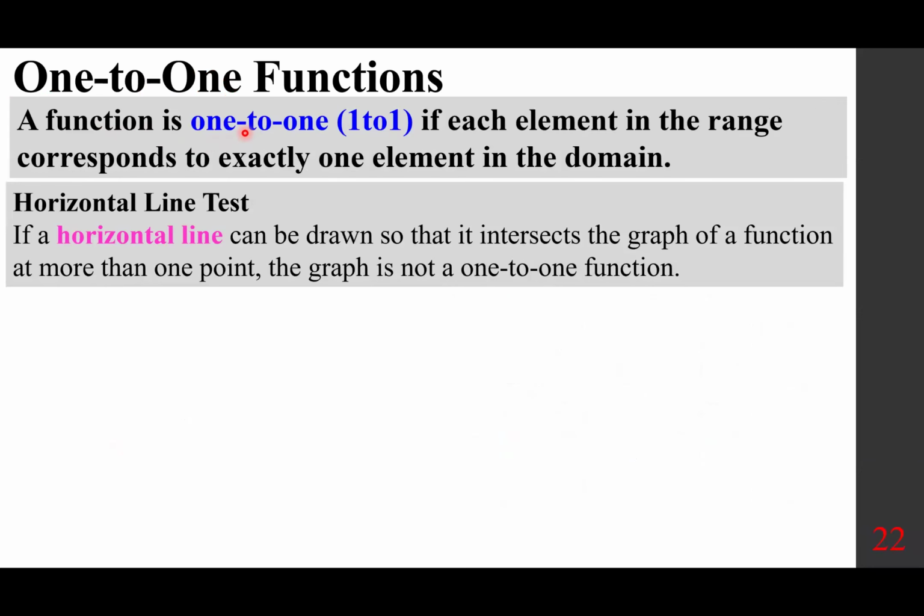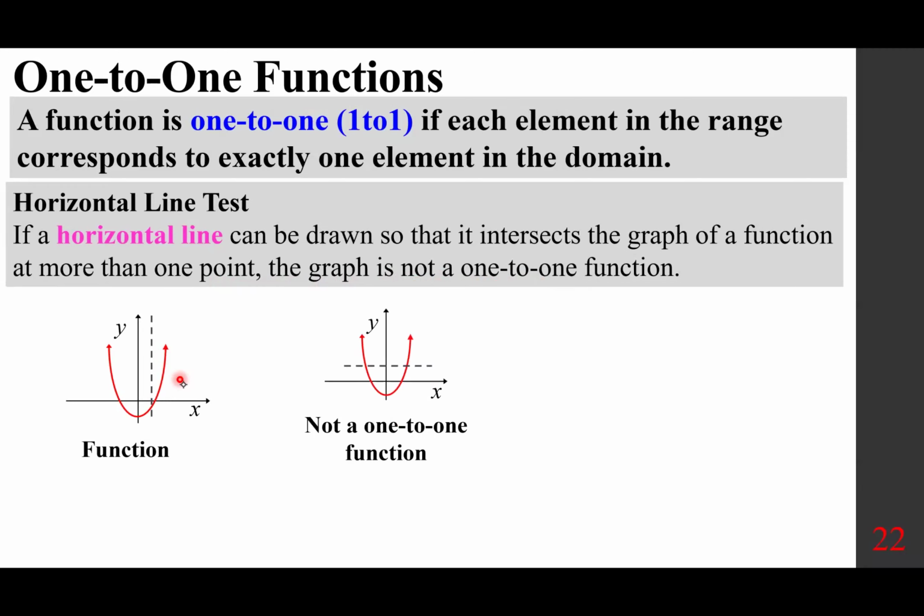A function is 1-to-1. We write it this way or that way. If each element in the range corresponds to exactly one element in the domain. Horizontal line test: if a horizontal line can be drawn so that it intersects the graph of a function at more than one point, the graph is not a 1-to-1 function. So here's the function, because it passes the vertical line test. However, it fails the horizontal line test. It's not a 1-to-1 function.